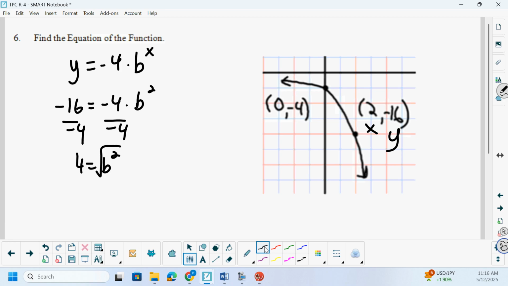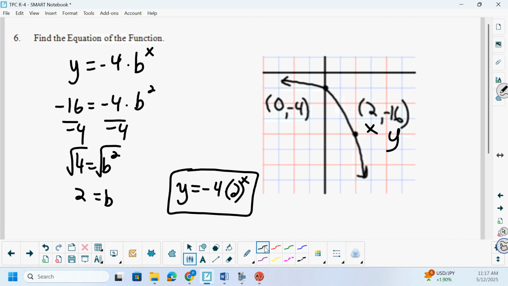We'll take the square root of both sides. Now, normally when we take a square root, you need to put a plus and minus out front, but your b value cannot be a negative. B also can't be 1 or 0, so if you ever got those, you would know something's wrong. So in this case, we get b equals 2, and our final equation is y equals -4 times 2 to the x. Remember, if b is a fraction, it has to be in parentheses. If it's not a fraction, it's your choice. Sometimes I like to just always put it in parentheses. That way you're in the habit of doing it.